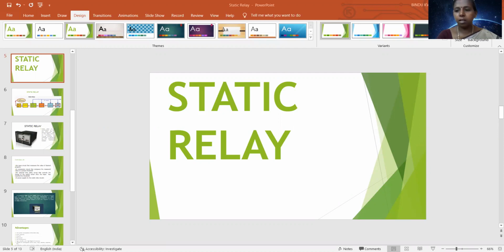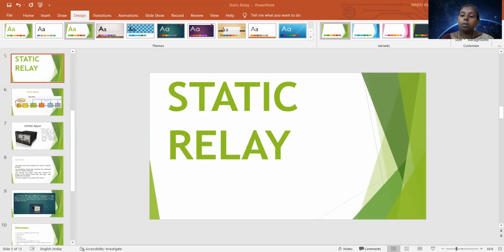Good morning all. Today we will discuss the static relay. We are familiar with what a relay is. The types of relay are the electromagnetic relay, the static relay, and also the numeric relay. Today we will see what a static relay is.